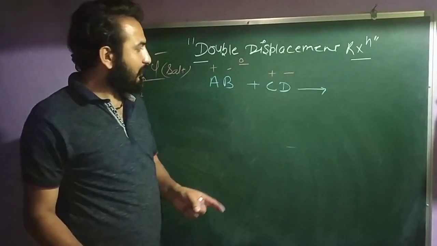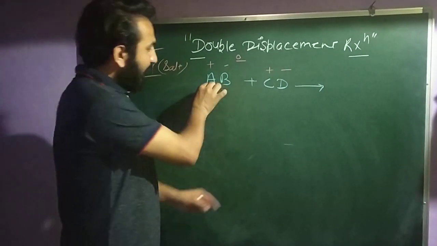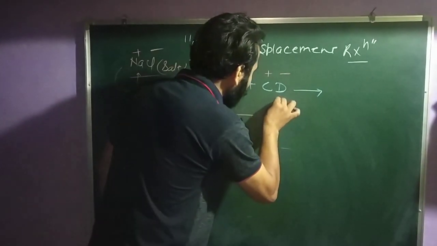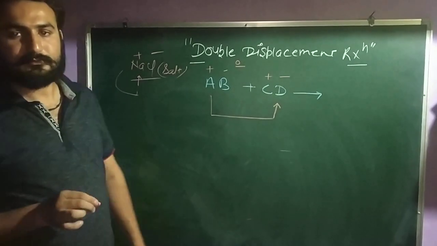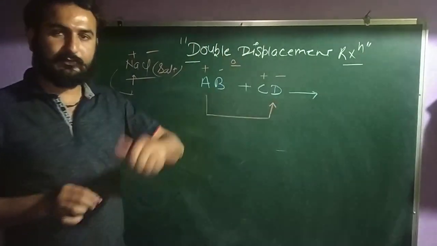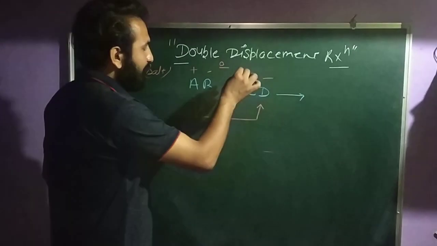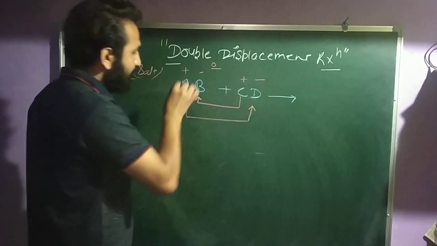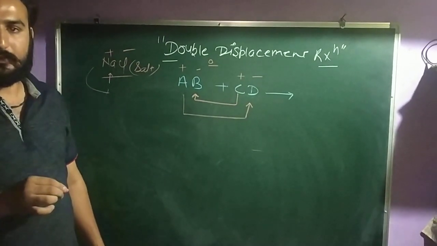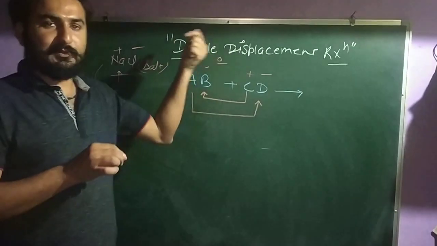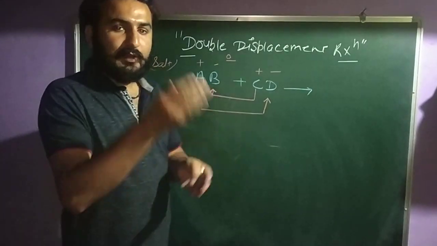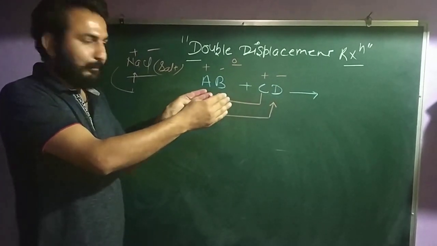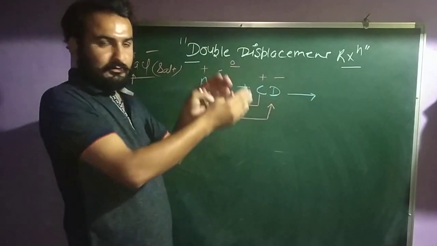In a double displacement reaction, the positive part of the first molecule is combined with the negative part of the second compound. Clear? One positive, one negative. In the same manner, the positive part of the second is combined with the negative part of the first. Clear? So this is called the double displacement reaction. That means the atoms are mutually exchanged with each other. What are the atoms doing? They are mutually exchanging.